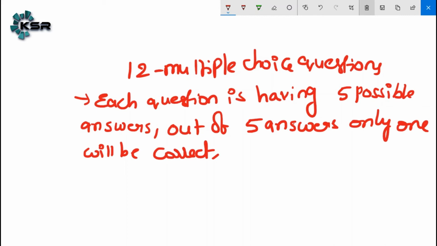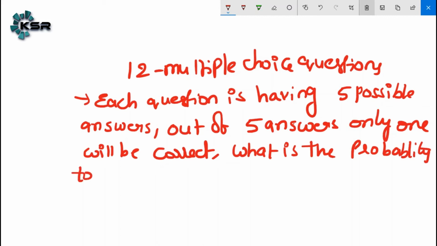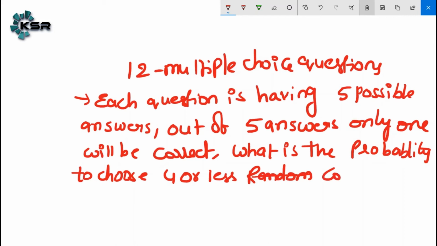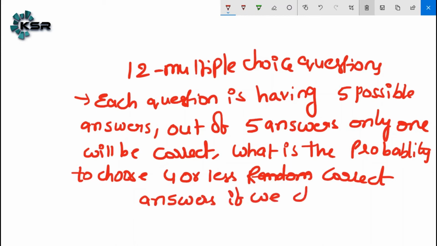Now we would like to find out the probability of choosing 4 or less correct answers if we choose randomly.